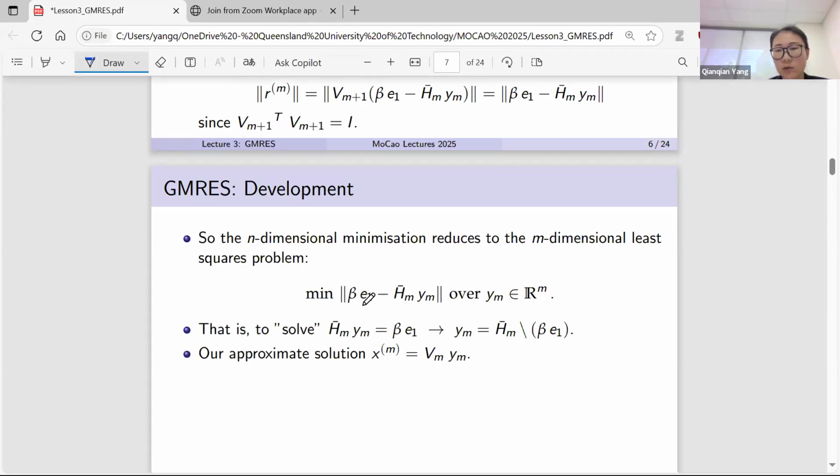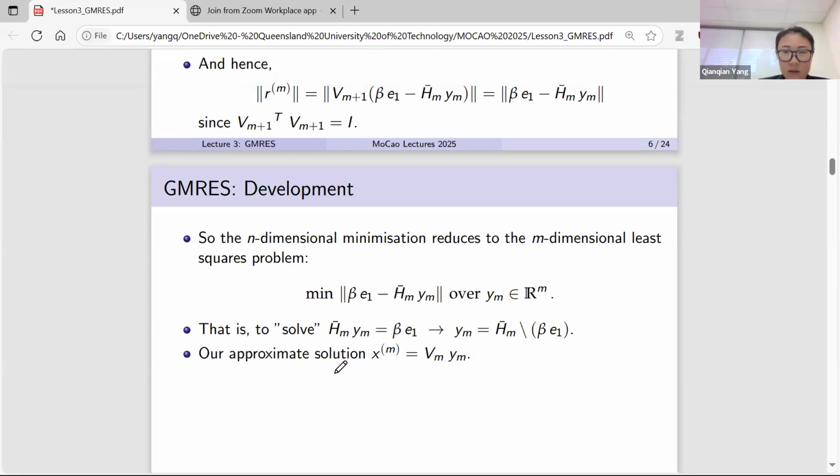So we are trying to minimize this right-hand side now. This is equivalent to solving H_m bar times Ym equals beta E1. Remember that H_m bar has m plus 1 rows, so this is really a least squares problem. It's overdetermined, so it's a least squares problem. And in MATLAB, you can simply do H_m bar backslash beta E1 to get your Ym.